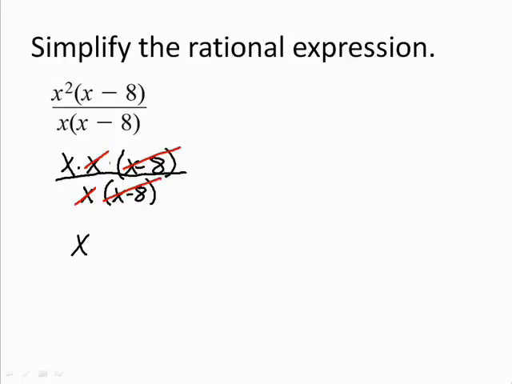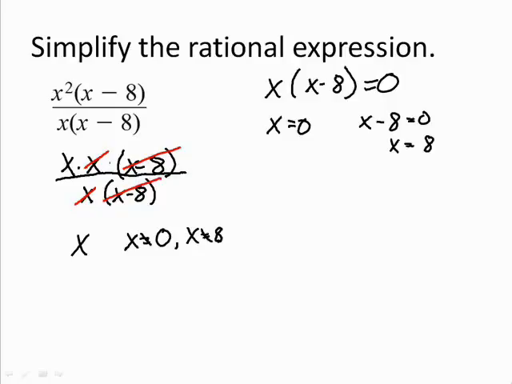The denominator cannot be equal to 0. So set the denominator equal to 0 and solve for x. X times x minus 8 equals 0. When either factor is equal to 0, the entire expression is equal to 0. So set each factor equal to 0 and solve for x. X equals 0. And x minus 8 equals 0. Add 8 to each side. X equals 8. So the expression can be simplified to x, where x is not equal to 0 and x is not equal to 8.